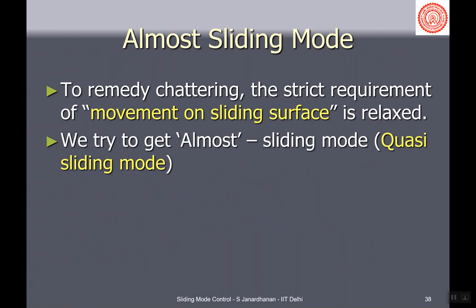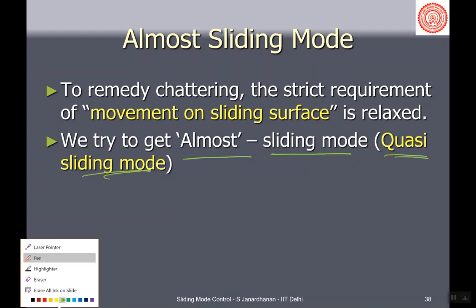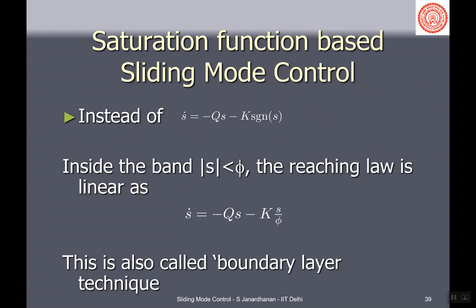So we can reduce chattering by relaxing the movement along the sliding surface condition. What we end up with is something that is very close to sliding mode, but not really sliding mode, something which is called a quasi-sliding mode. Let's take a few choices for it. You can replace the sign term with something smoother. This is a saturation function based control, where you have a band within which it behaves linearly, and outside the band it behaves as if it's a switch.